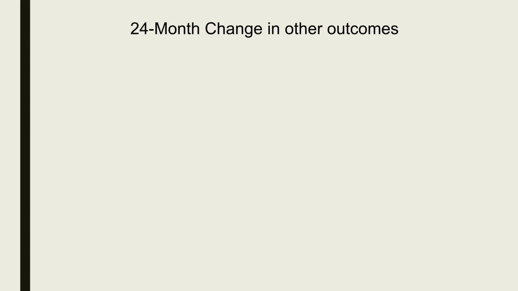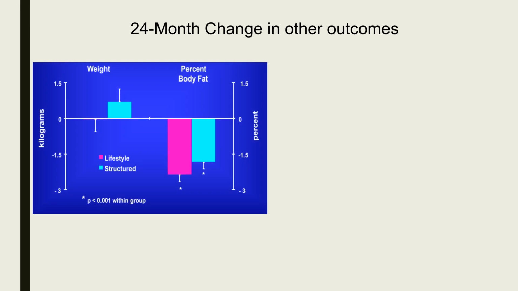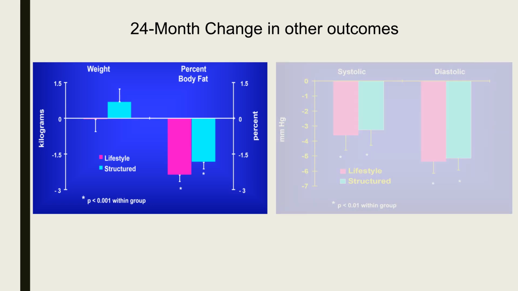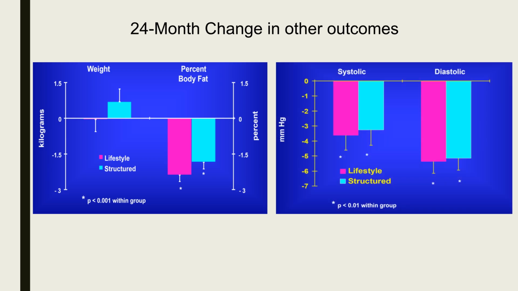Now let's look at the clinical outcomes. In terms of body weight, there was no significant change in the lifestyle group, and the structured group even showed slight weight gain. Overall, there was no meaningful difference compared to baseline. Is this surprising? Not really. This was not a weight management study, and diet was not controlled, so large weight changes were not expected.